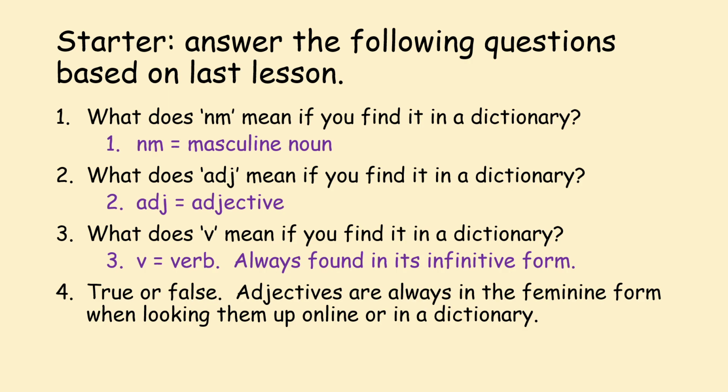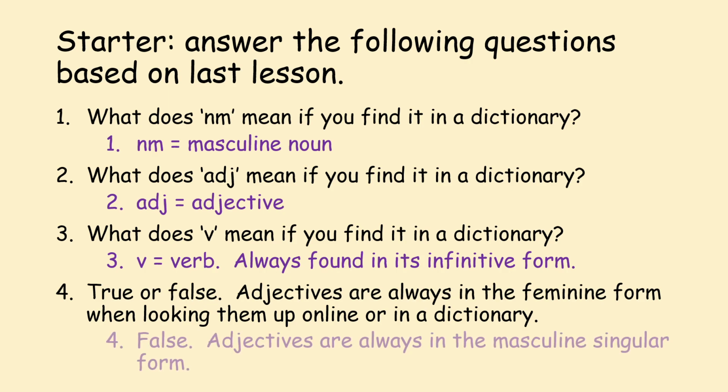And number four, true or false, adjectives are always in the feminine form when looking them up online or in a dictionary. That is false. Adjectives are always going to be in the masculine singular form, and then you need to remember how to change them so they agree with the noun.